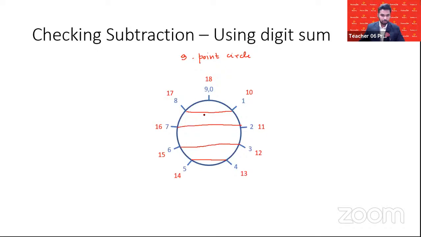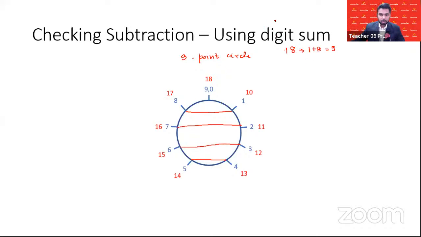Now this has got significance. What is the significance? The significance is nothing but they add up to 9. Each of these opposite numbers adds up to 9. So that is the importance of the 9-point circle. And using this 9-point circle, you can find what is called the digit sum of any number. So let me take an example. 18 is a number, a 2-digit number. I want to find the digit sum of 18. What is it? So digit sum is 1 plus 8, and this is equal to 9.